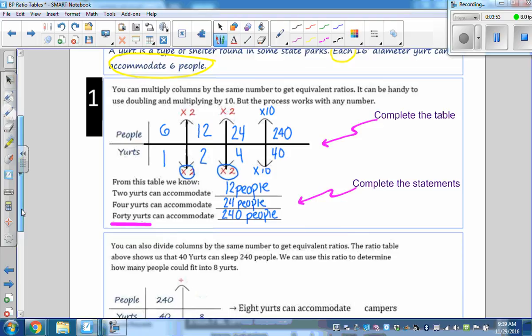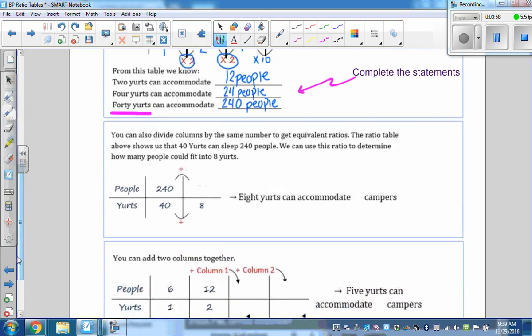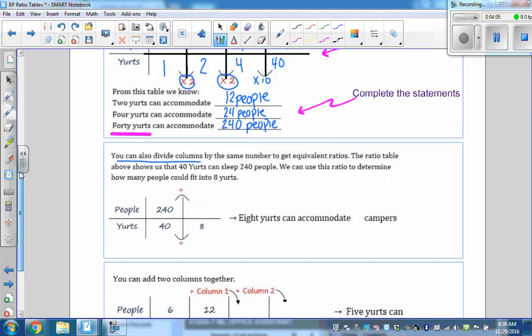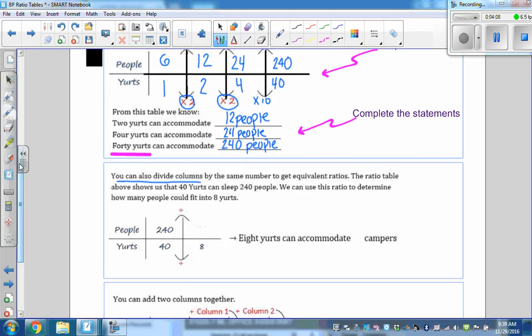As we keep going, you can also divide columns, so more directions here, by the same number to get equivalent ratios. So all of these are equivalent ratios. 6 to 1, 12 to 2, 24 to 4, 240 to 40. And I'm taking this ratio here, and I'm going to start a new table with that ratio. I could start it with any equivalent ratio. And I'm trying to figure out how to complete this statement. So 8 yurts can accommodate, you have to figure out what goes in the box here, how many campers.